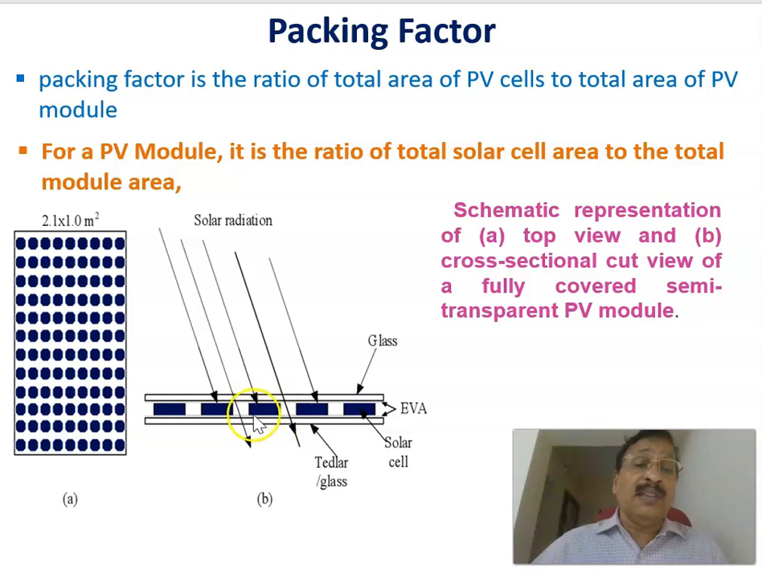If it is near to 1, it is good, as it is effectively packed. Because of this region, the packing factor becomes less than 1, since light passes directly through the glass.